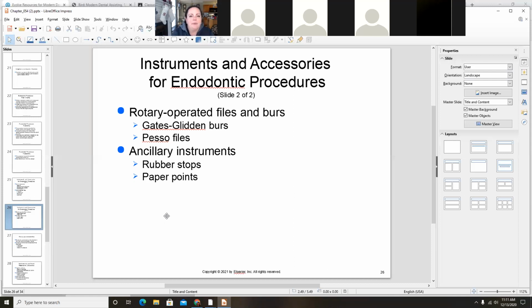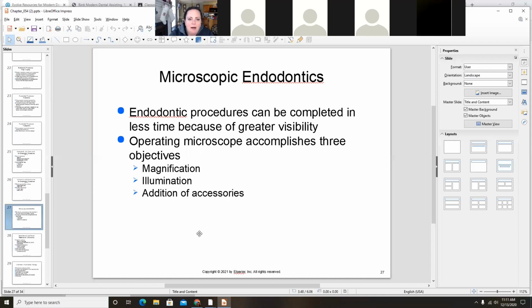And what do we irrigate with in endodontics? Sodium hypochlorite. Which is also known as? Bleach. Yeah, a mixture of water and bleach, okay? Endodontic procedures can be completed in less time because of greater visibility if you use a microscope. Okay, the operating microscope accomplishes magnification, illumination, and addition of accessories. All right.